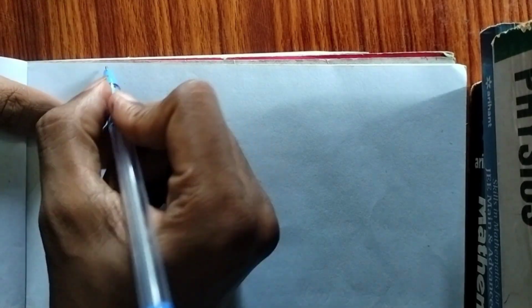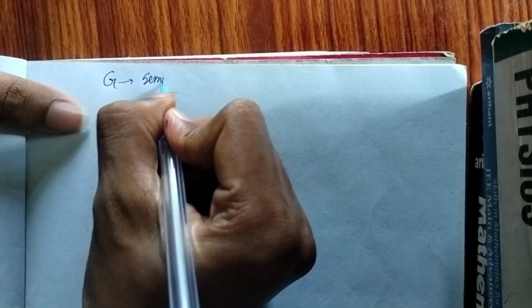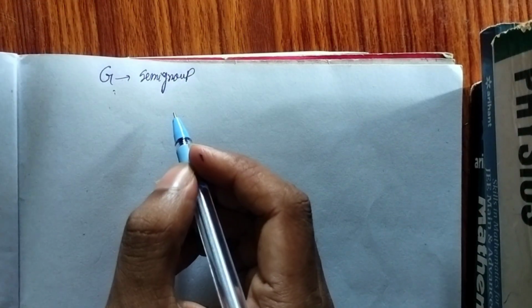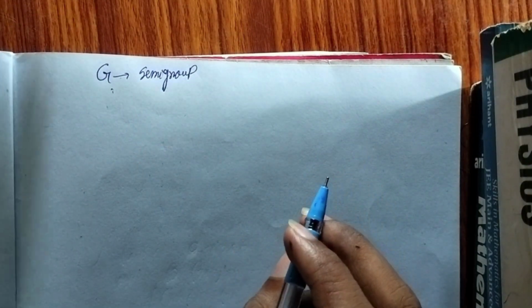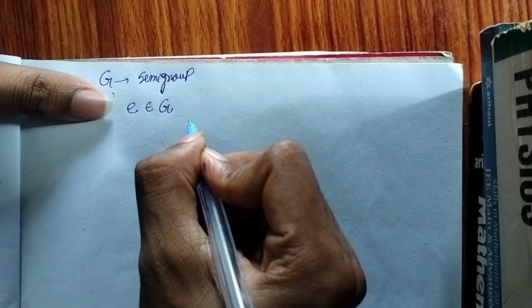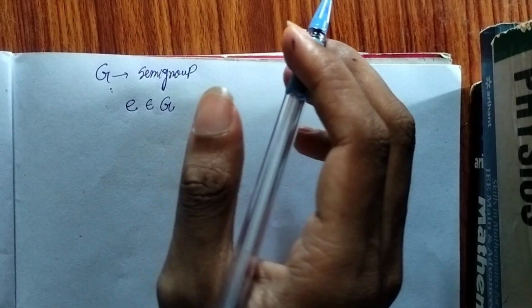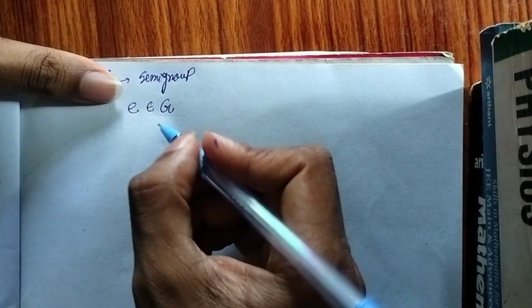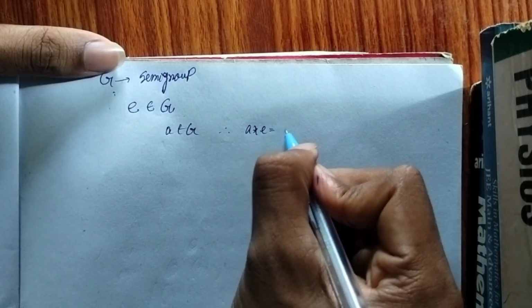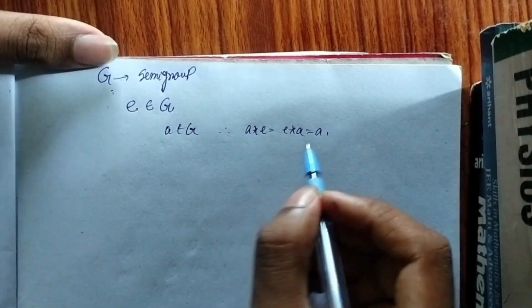Now proceeding forward, one more thing that is very much important to understand is this. Let's say G is a semigroup, that means G is closed as well as G maintaining the associativity under some operation star. Now let's say an identity E belongs to G. Then if A belongs to G, A star E equal to E star A equal to A. So this is going to be the result.